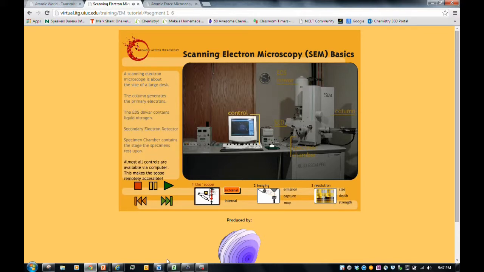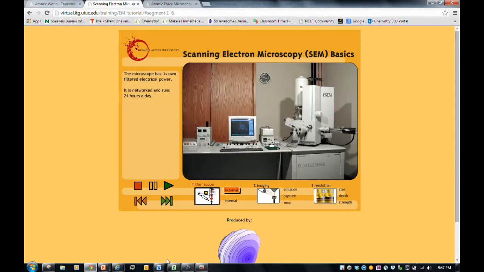Almost all of the controls for the microscope are available via the computer, accessible through the monitor and keyboard. Computer control is what makes this microscope remotely accessible. The microscope has its own filtered electrical power, with mains matching transformers and a high-tension tank that produces up to 30,000 volts, a closed water system or chiller to cool the electromagnetic lenses, dry nitrogen gas backfill, pressurized air to control the valves, and rotary vacuum pumps. It's networked and runs 24 hours a day.